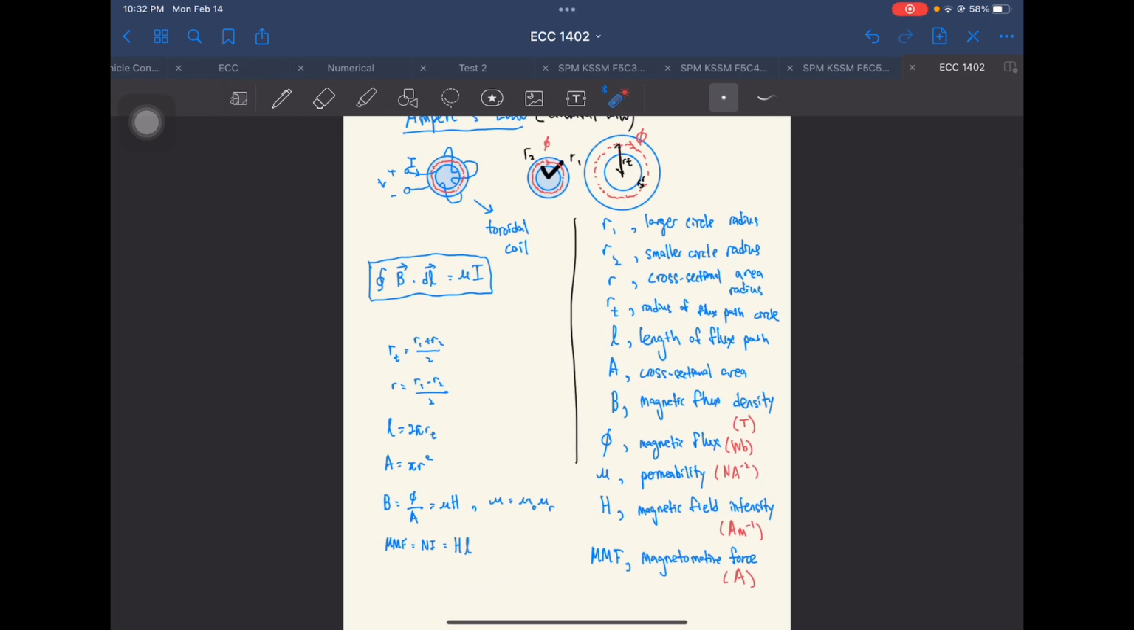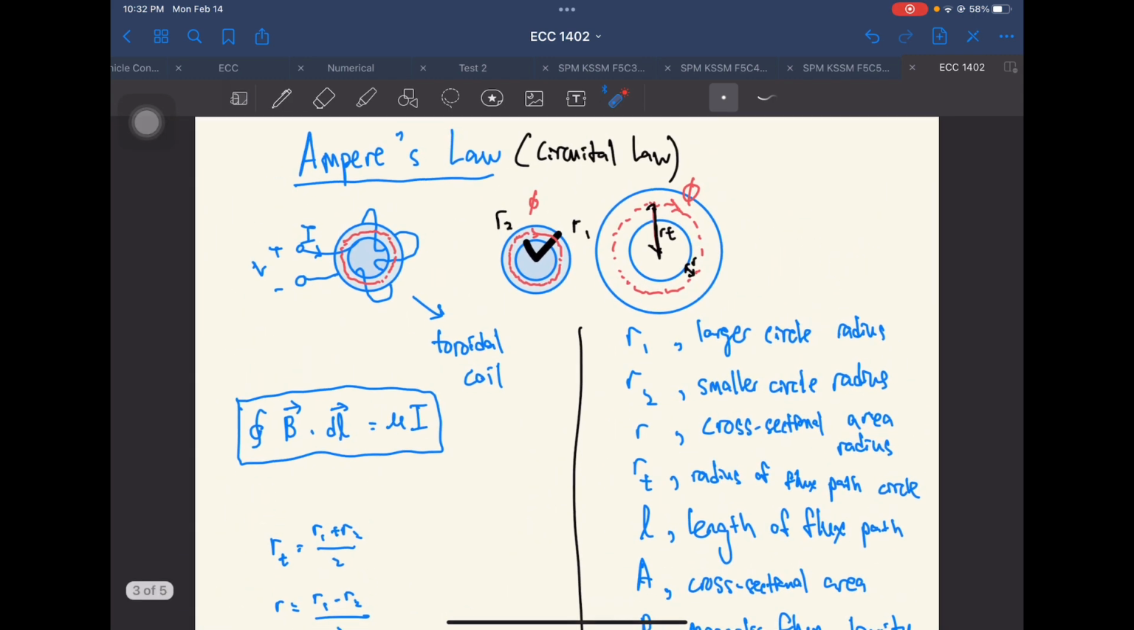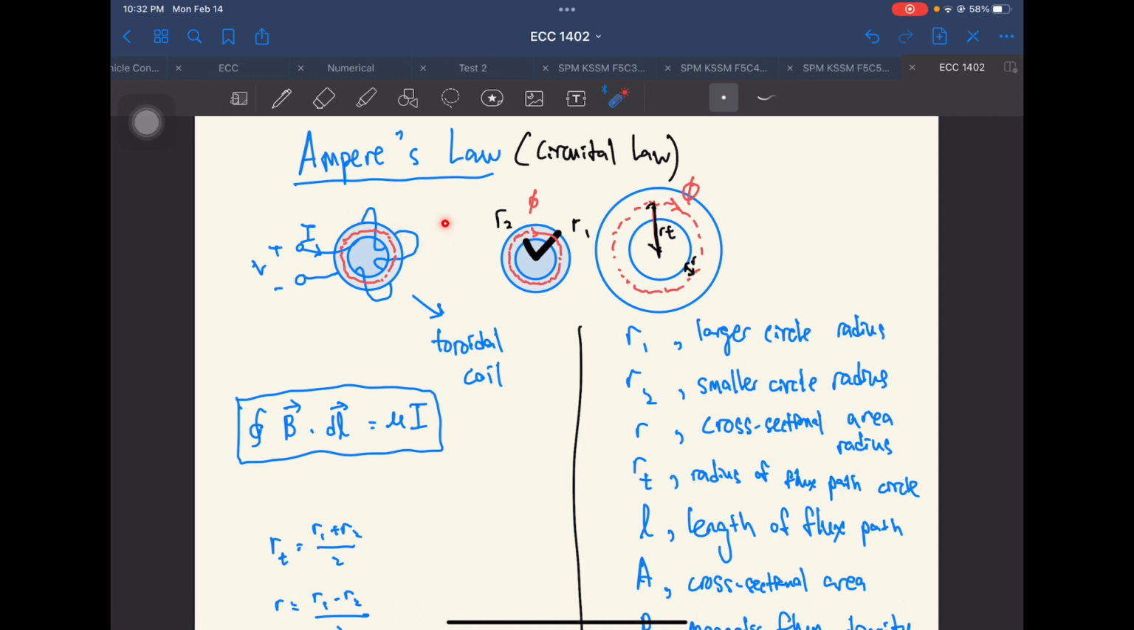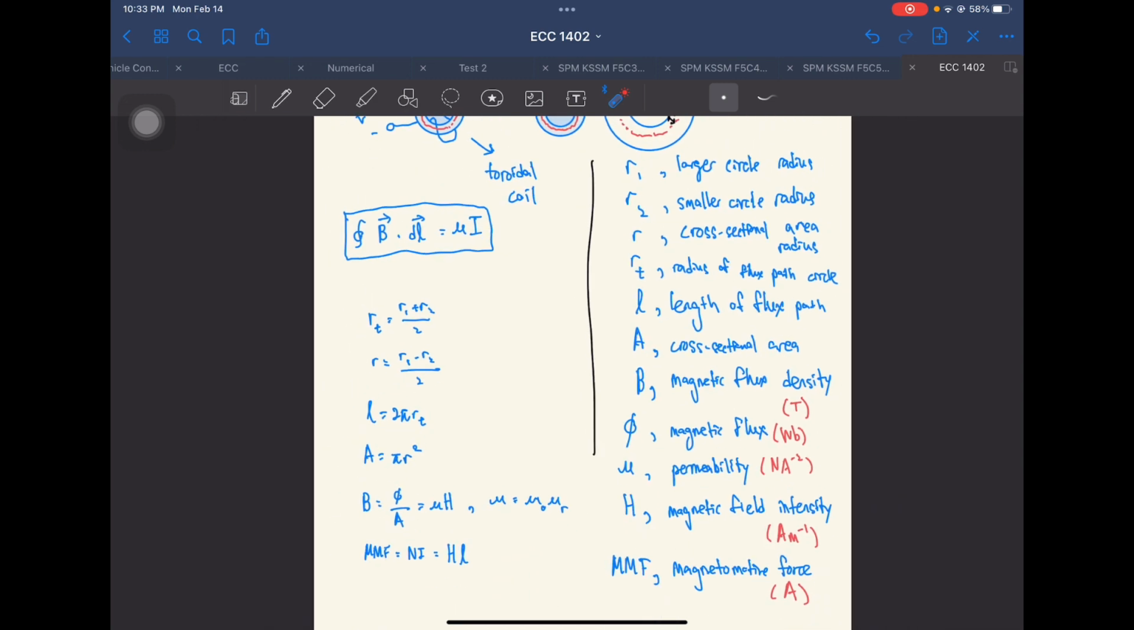So here is the first part, the Ampere's circular law. We're given a toroidal coil here, and there's a current input into it and a magnetic field created by the current. So Ampere's circular law states the relationship between the current and the magnetic flux created by it, and this relationship is given by this equation, and after some derivations you get this.